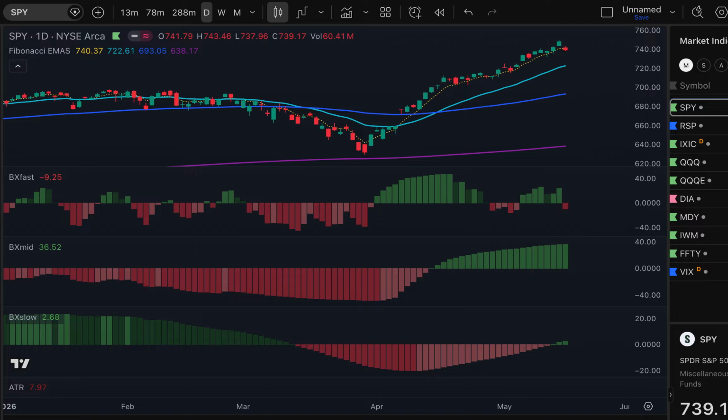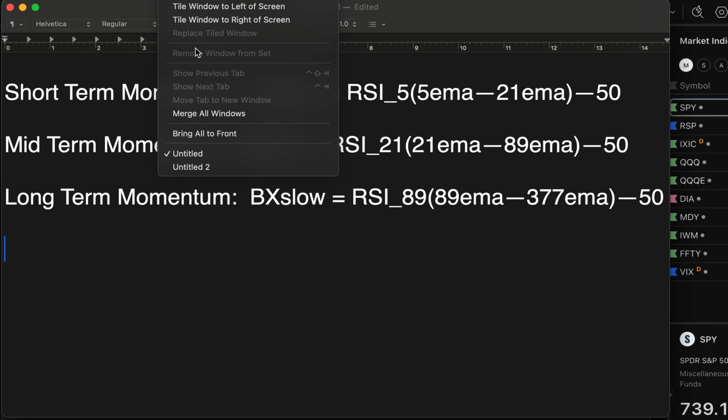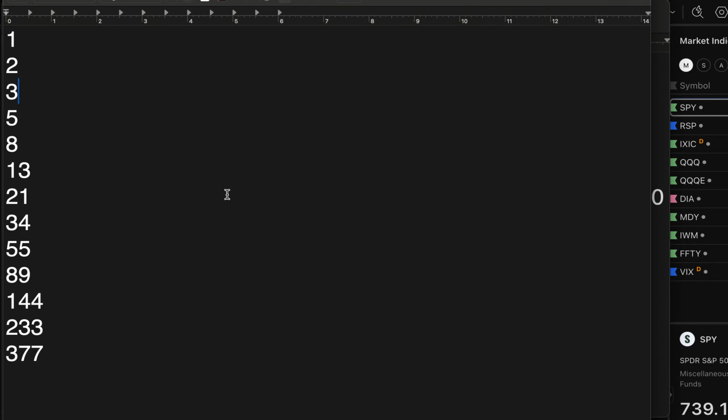And I use those because they are Fibonacci numbers. Here are the first few Fibonacci numbers: 1, 2, 3, 5, 8, 13. You get the next one: 1 plus 2 is 3, 2 plus 3 is 5, 3 plus 5 is 8, and so on. That's how you get the Fibonacci numbers.